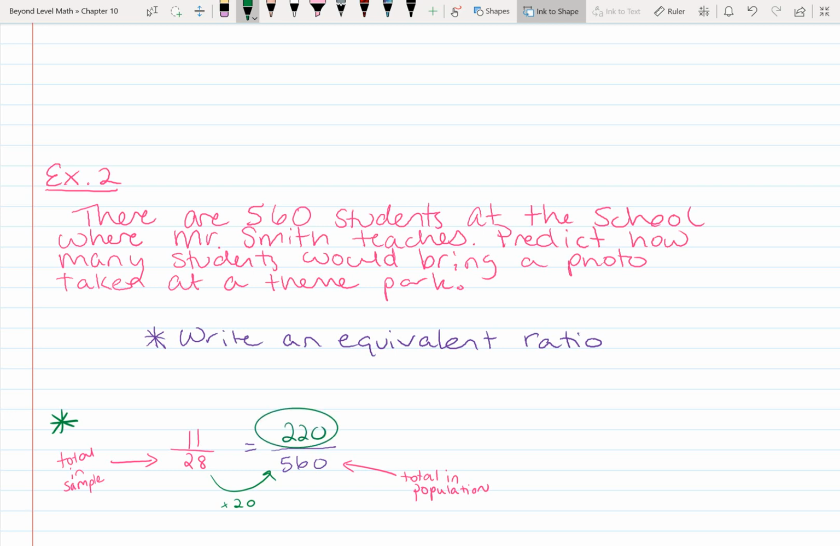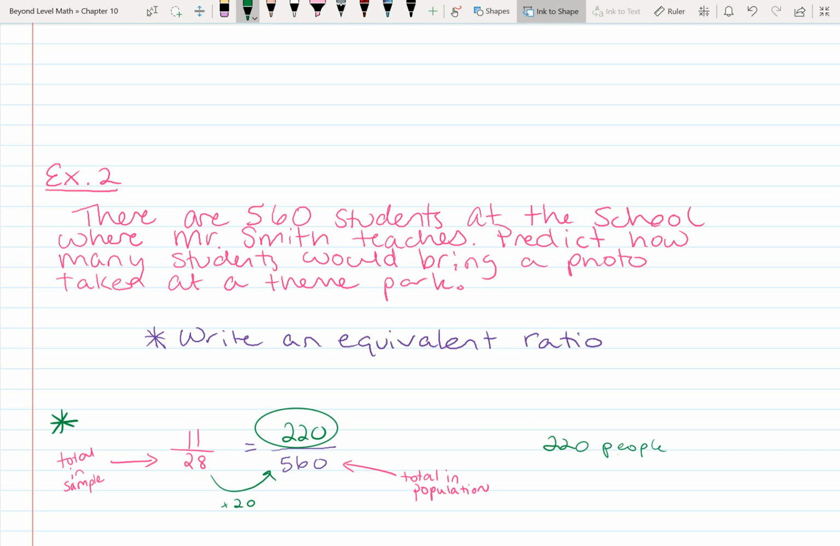So 220 people would be the number expected to bring a photo of a theme park. So you can use an equivalent ratio.